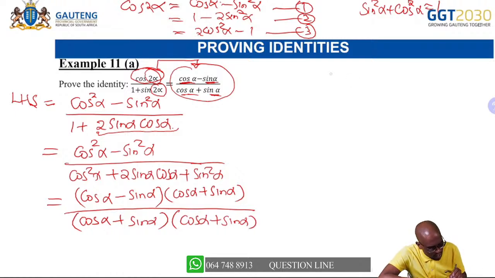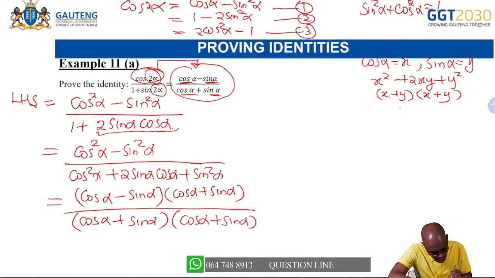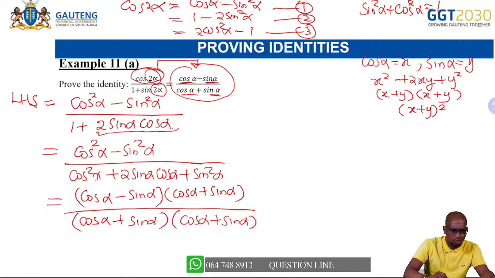Let's just try to simplify it here. Suppose that we are saying cos alpha is x and sine alpha is y, for argument's sake. This expression would be x squared plus 2xy plus y squared. This is a perfect square trinomial. This is (x plus y)(x plus y). If you FOIL that, you get x squared plus 2xy plus y squared. So this can be written as (x plus y) all squared. That is why we are calling it a perfect square trinomial.